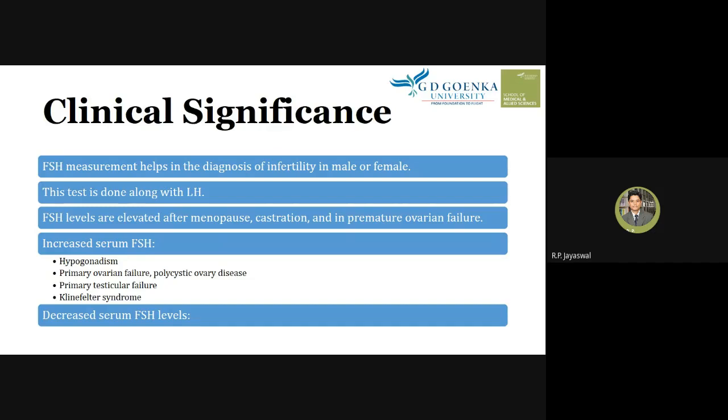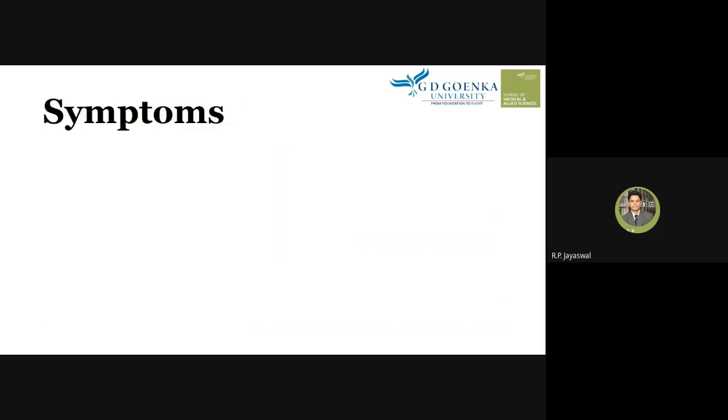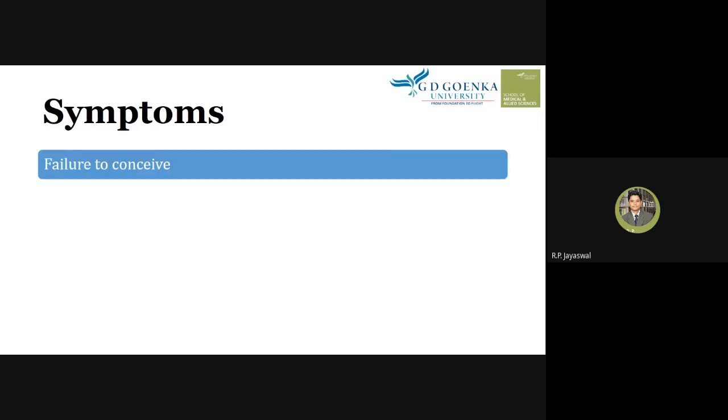Now, decreased serum FSH level can be seen when there is a dysfunction of the pituitary or hypothalamus. So the pituitary gland and hypothalamus are not functioning properly at that time, and FSH levels are supposed to decrease. There are some symptoms noted in persons who are infertile, or where the FSH levels are abnormal. Failure to conceive. So when a woman is unable to conceive, unable to get pregnant, maybe at that time we need to go through the FSH test.